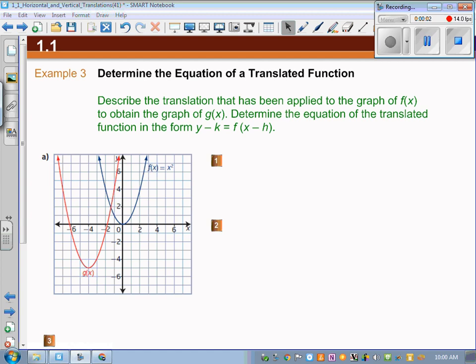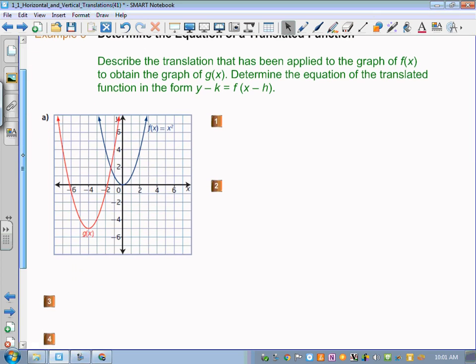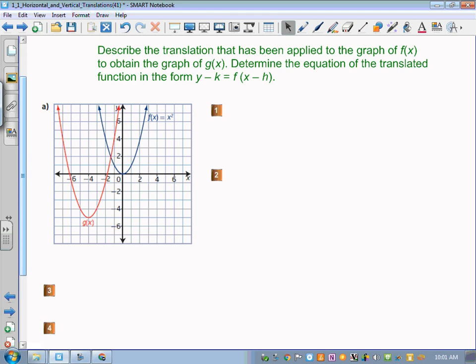Welcome to 1.1 example 3, and I actually like these types of questions because I think it really does help visualize what's exactly going on here. So it tells us that a translation has been applied to the graph of f of x. Really important to read those graphs. The original is in blue here, and then the transformed down here is in red.